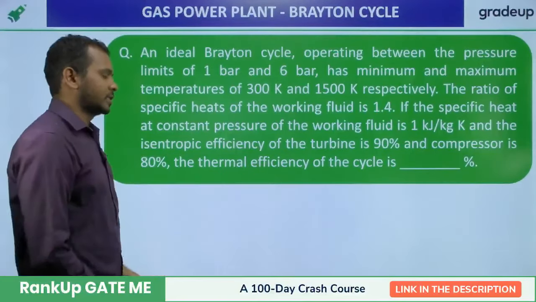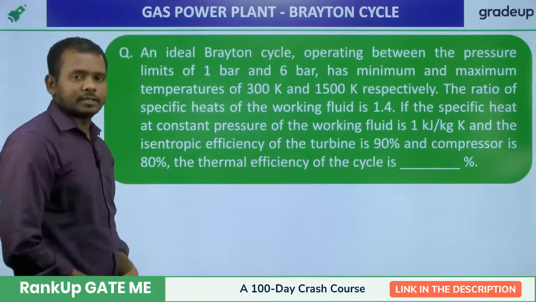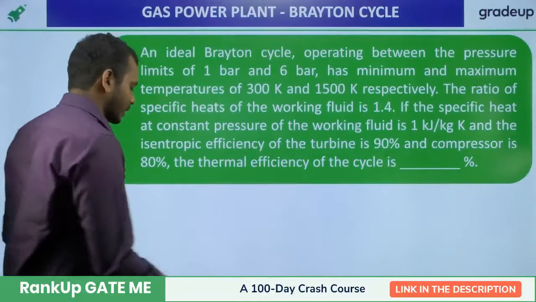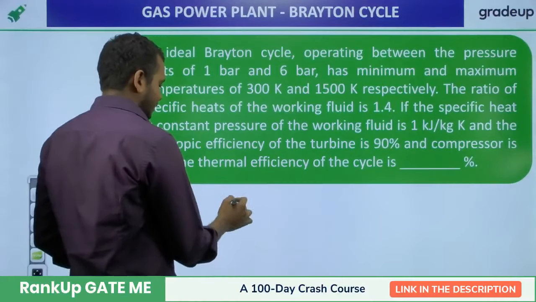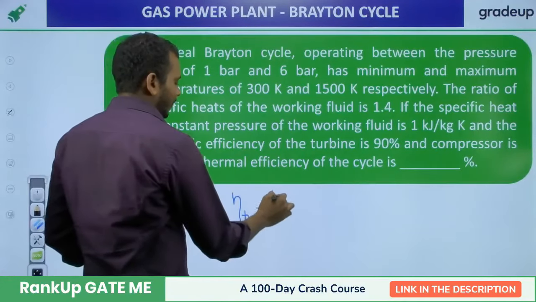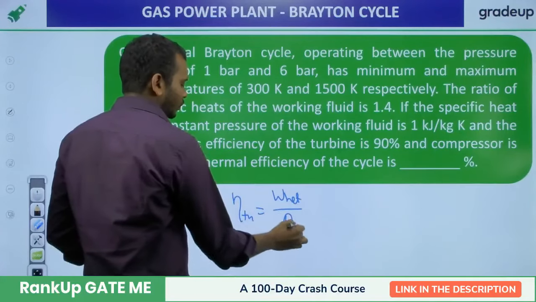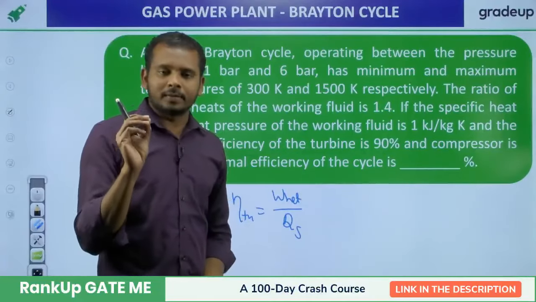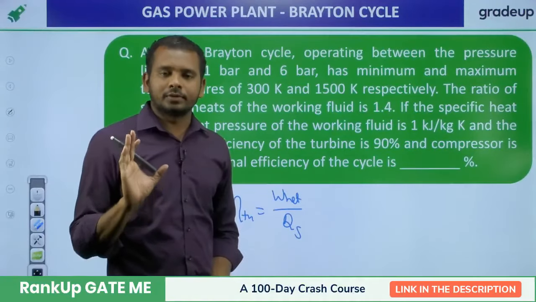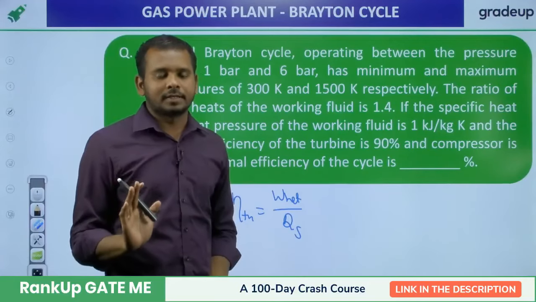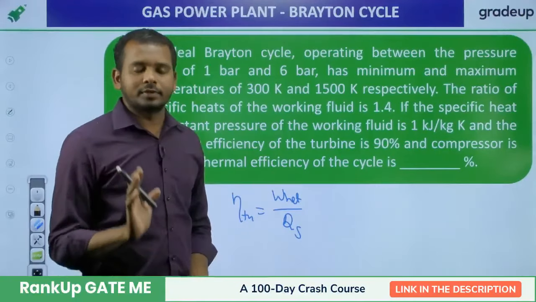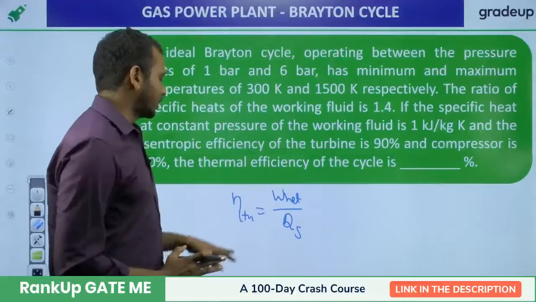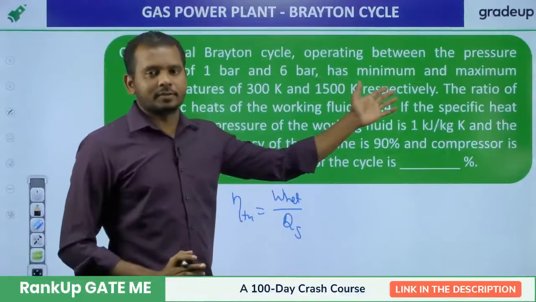When the turbine efficiency is 90% and compressor efficiency is 80%, for the thermal efficiency of the cycle you take only net work output by heat supplied. Calculate net work output by heat supplied. Don't use 1 minus 1 by Rp power of (gamma minus 1) by gamma. That can be used only for the ideal Brayton cycle, not for actual cycles. If you have any irreversibilities in the cycle, if you consider the isentropic efficiency of the turbine and compressor, we should not use the ideal Brayton cycle efficiency equation.